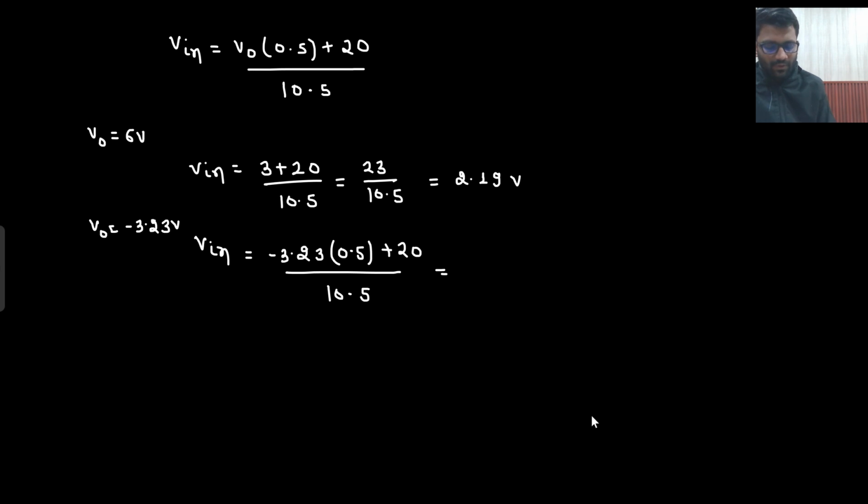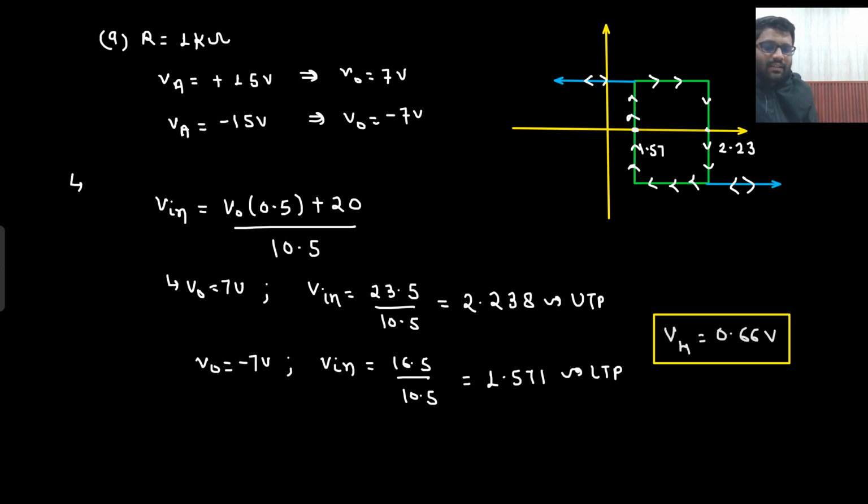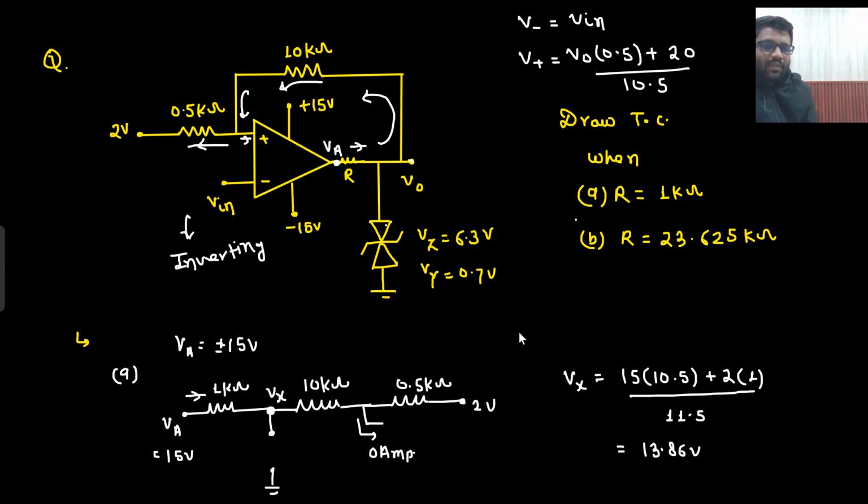And here 3.23 into 0.5 plus 20 divided by 10.5. So what you are getting is 1.75. So did you understand the motive behind framing this problem? The motive was that this R also has some importance. You do not give importance to R, so you need to give importance to R as well.